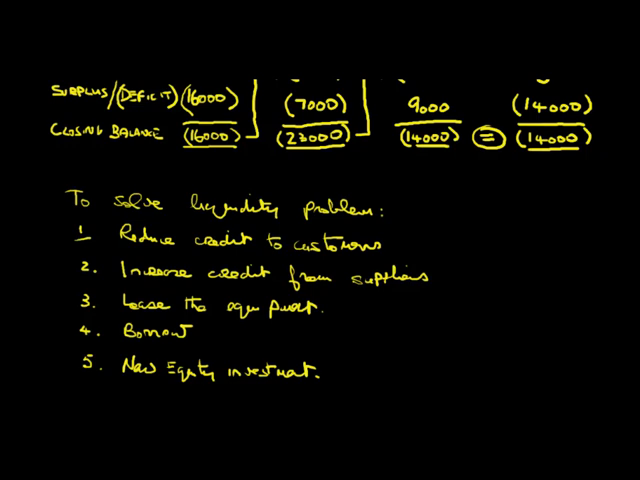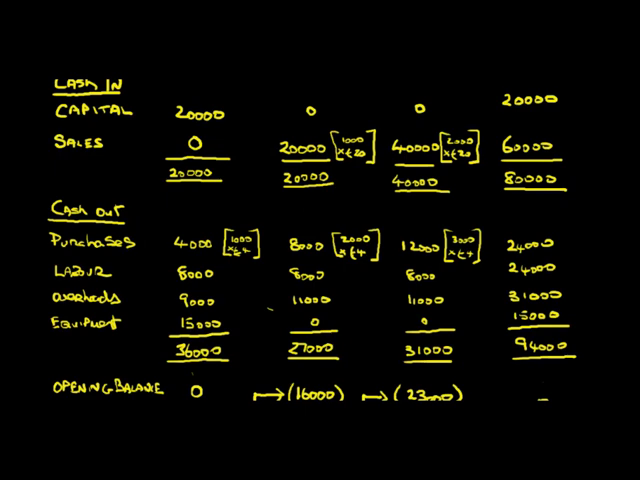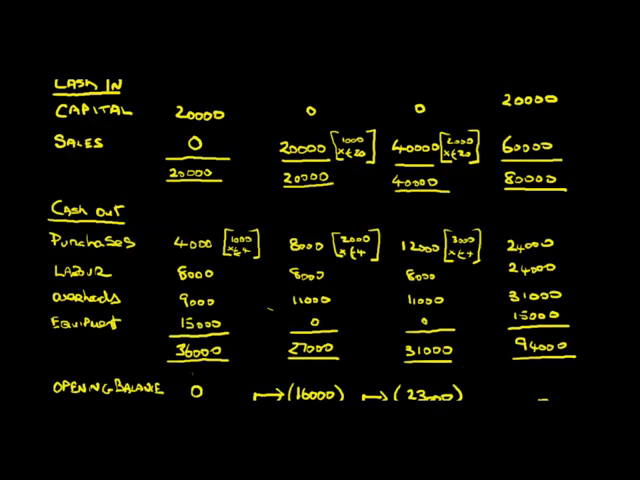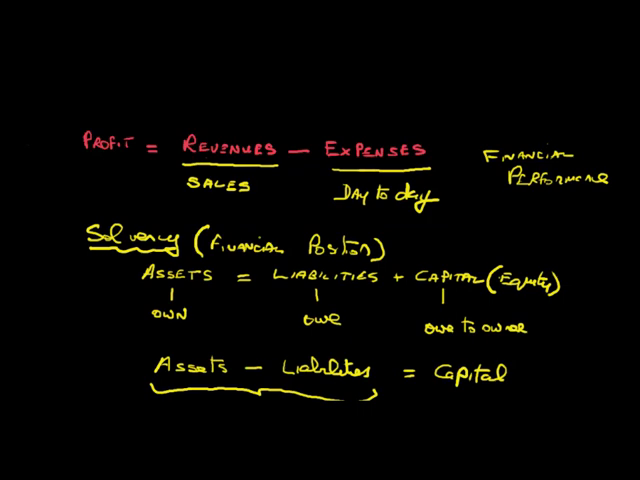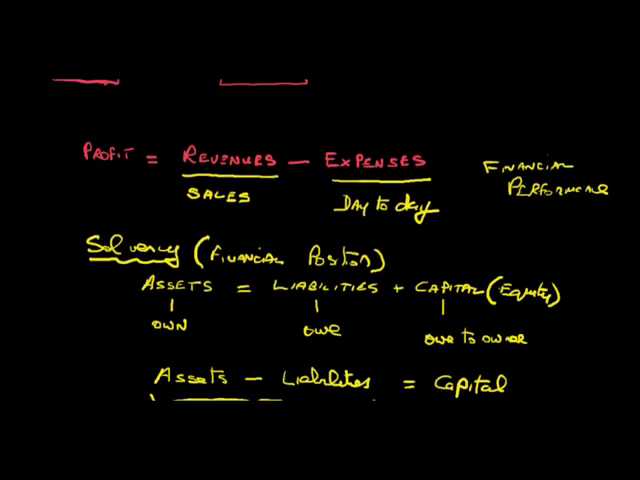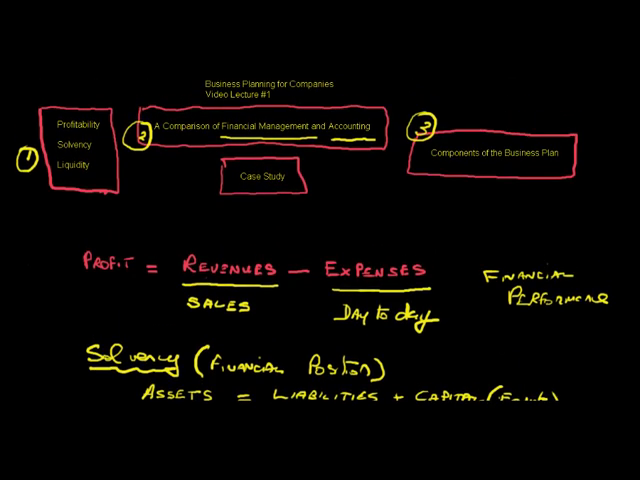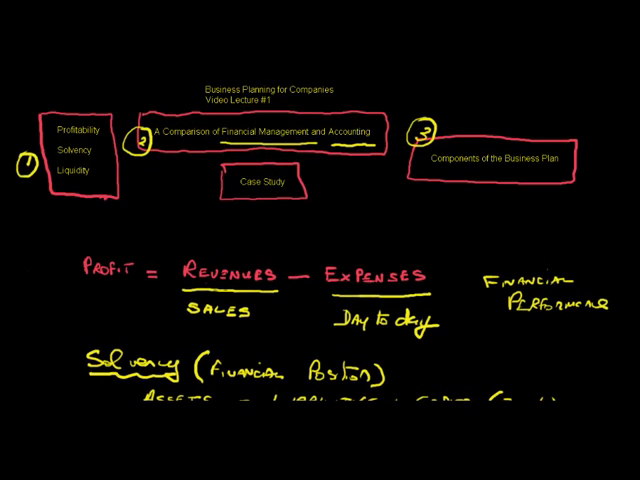So what did we do? Let's just go back and see what we have done. I'll just go up here now and recap a little bit. This is our first video lecture, business planning for companies, and we looked at a number of topics. Now we're not finished, of course. So we explained what profitability, solvency, and liquidity were.